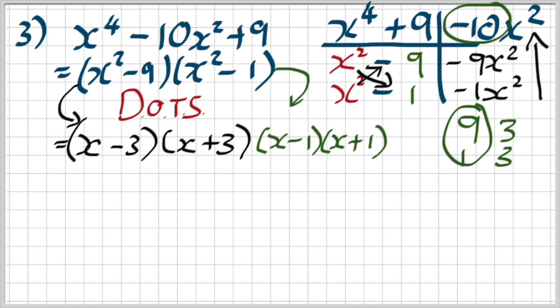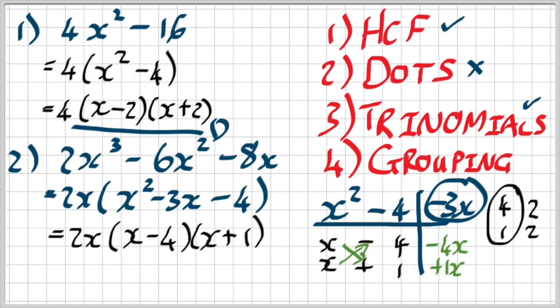So please, ladies and gents, go through those steps of your factorization. Those 4 steps. Check for highest common factors, difference of two squares, trinomials, and then groupings.